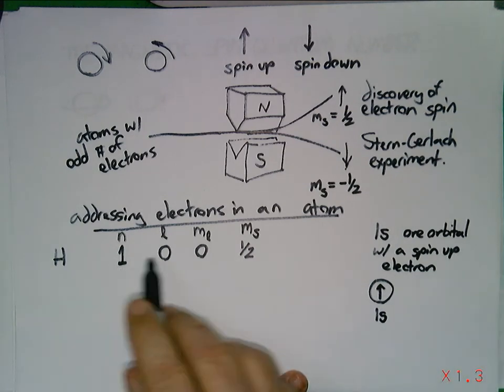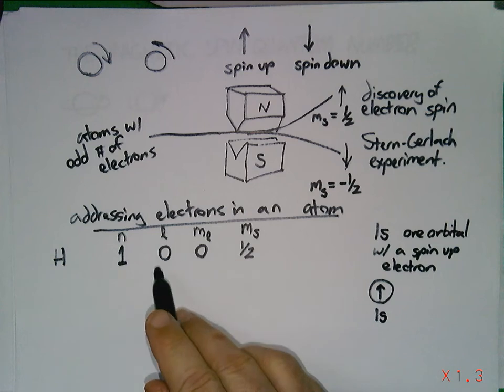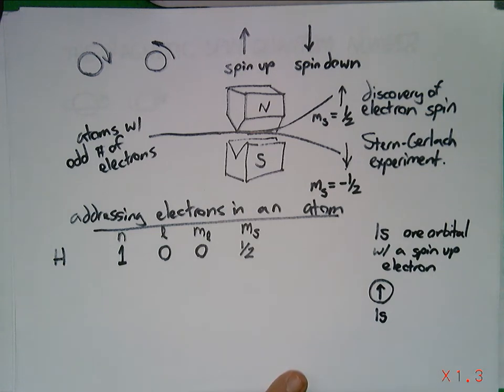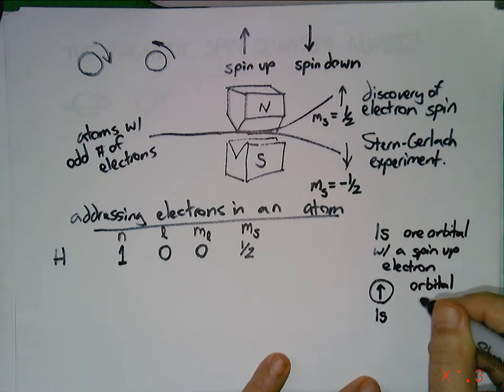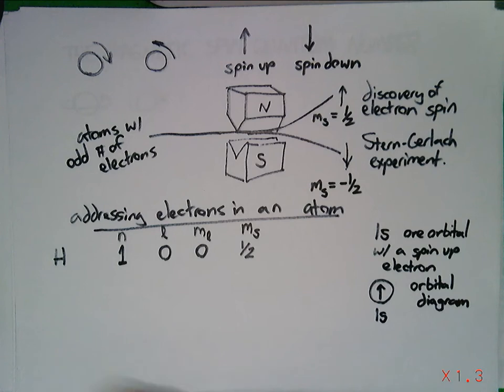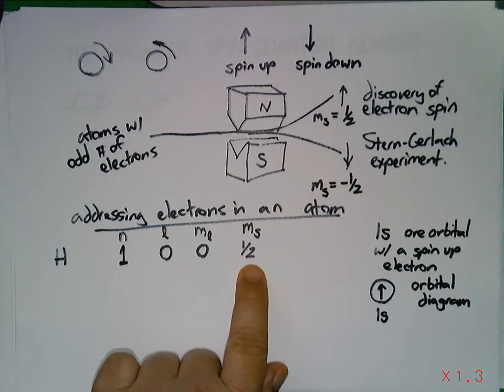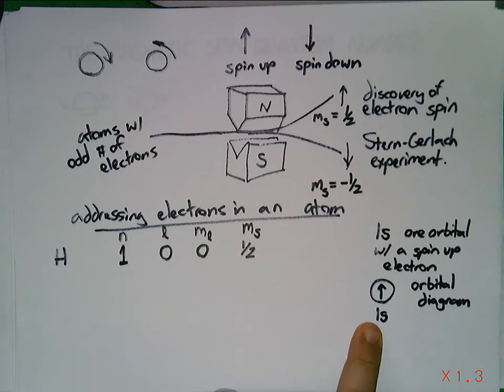This is the same information as I have up here. I am representing it in a different way. When I write it down this way, it's called an orbital diagram. So listing the quantum numbers out this way is the same thing, giving me the same information that I'm getting from my orbital diagram here. It's a lot easier to look at this, though, than it is to look at all that.